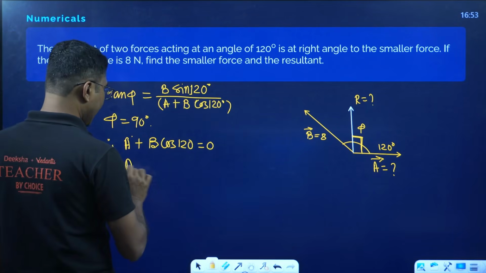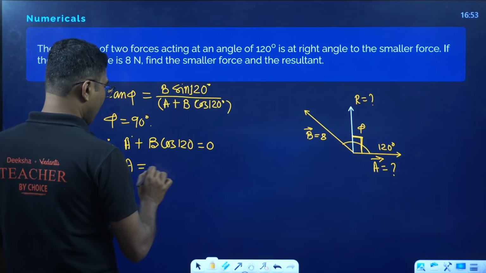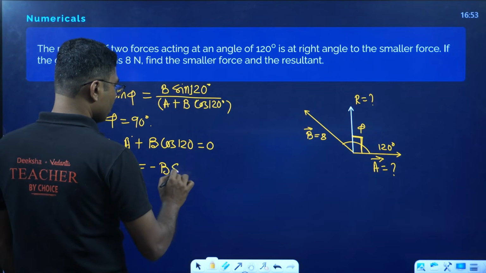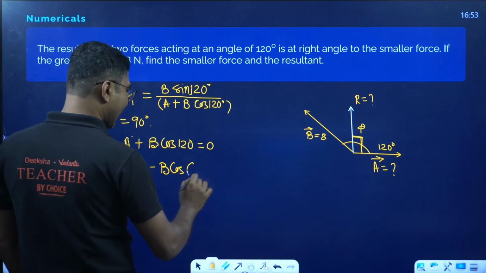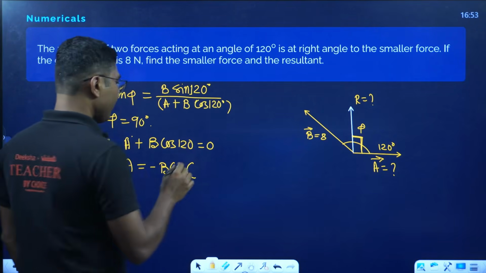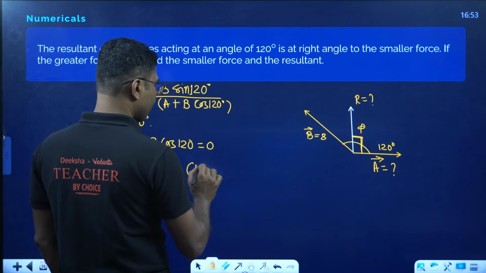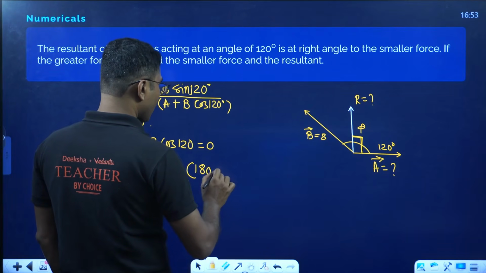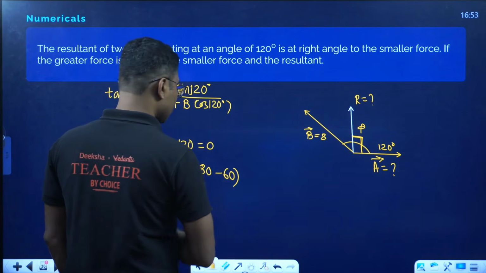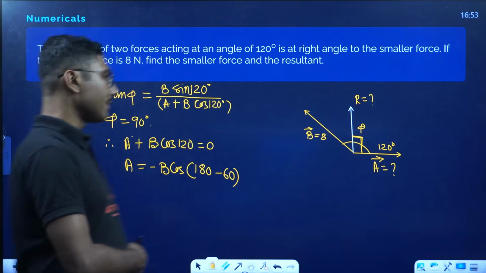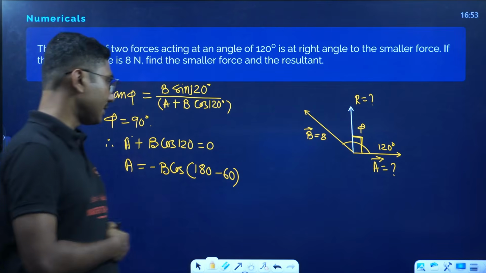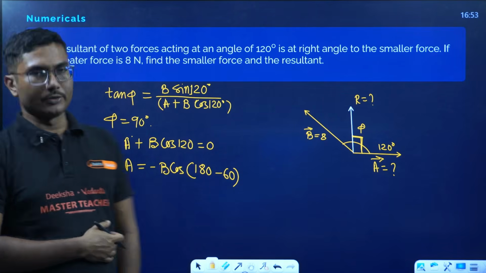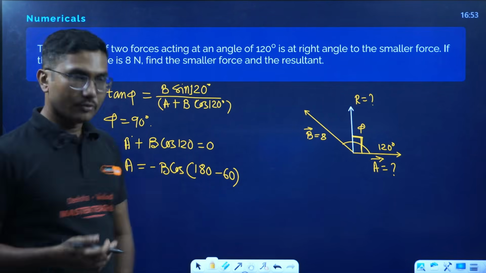So A equals minus b cos 120. Now cos 120 can be calculated in two ways. What I like to solve is this method: always use 180. Here it is 180 minus theta, 180 plus theta, 180 minus theta. Based on this case, we always use this method. This gives you the same cos value. And which quadrant it is, I hope that you are aware of the four quadrants.